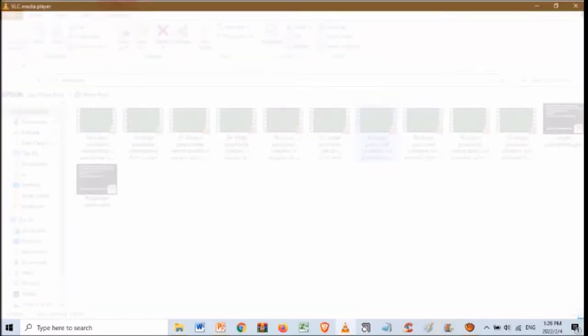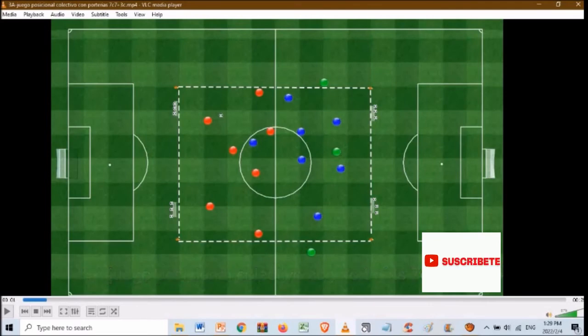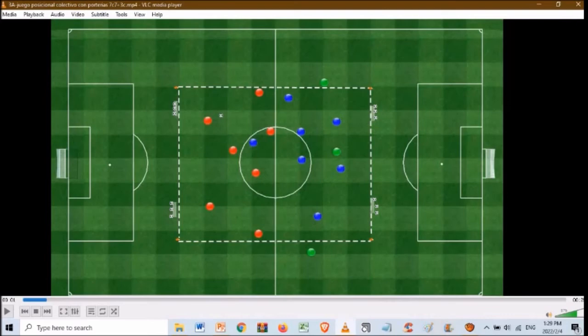Now we're going to go into a collective positional game with goals. Now 7v7 plus 3. These types of exercises have a lot of variations. You can change or add or take away 1 player, 2 players, whatever, you know.